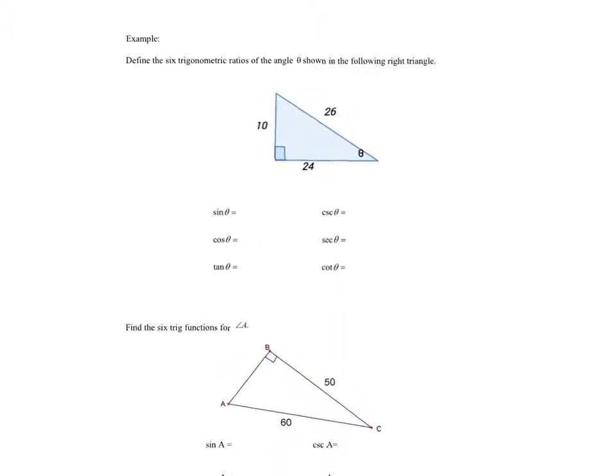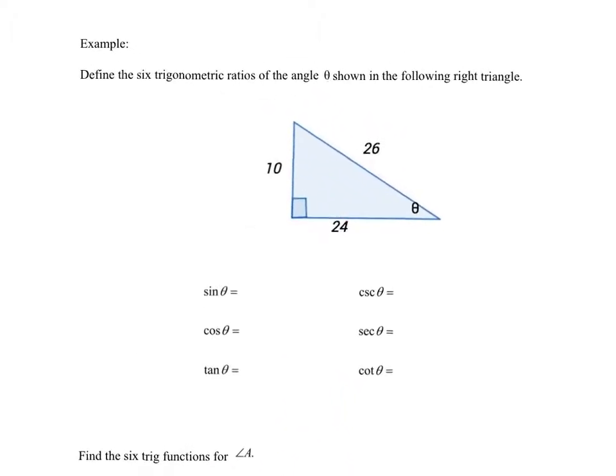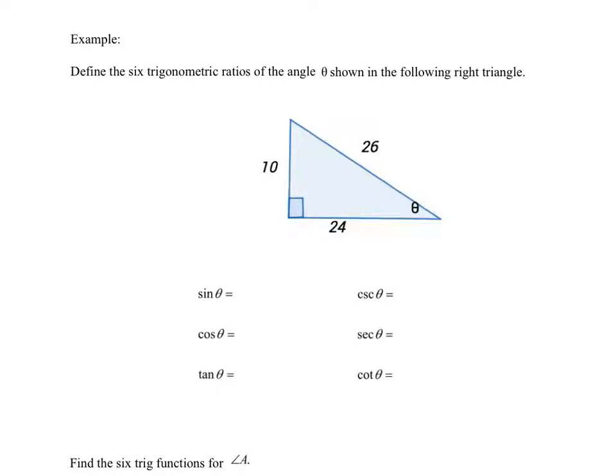So go ahead and do some examples. So given our right triangle, we want to define the 6 trig ratios for angle theta. So you need to identify the opposite, adjacent, and hypotenuse sides to our angle theta. So the side opposite is going to be the side with length 10. The adjacent side, it has side length 24. And our hypotenuse is the one with length 26.